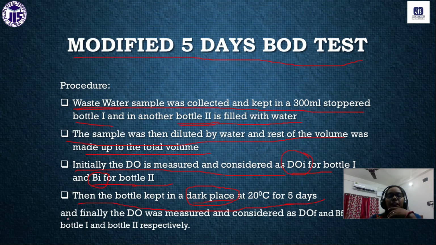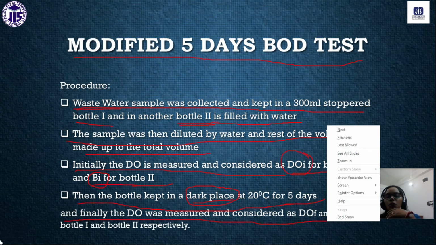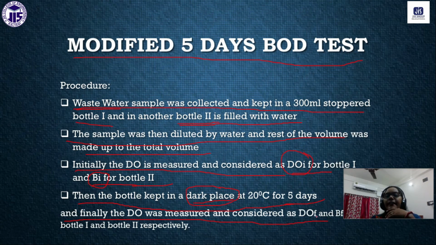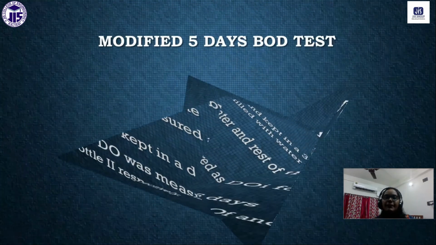After 5 days, the last step is that we finally measure the final amount of dissolved oxygen, which is DOF for bottle 1 and BF for bottle 2. So these are the two final values of the dissolved oxygen for bottle 1 and bottle 2 respectively.